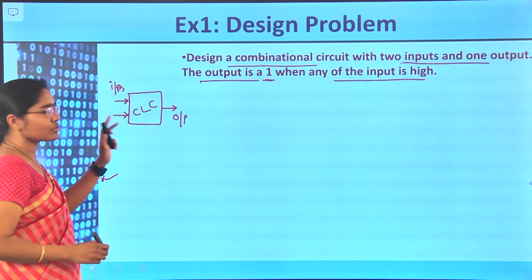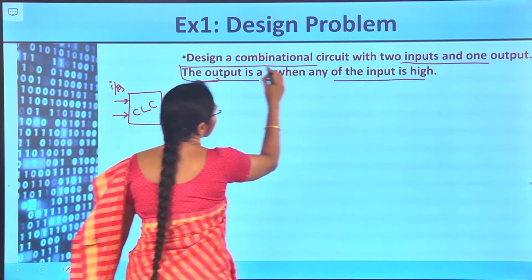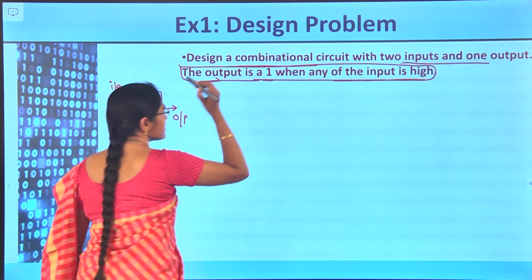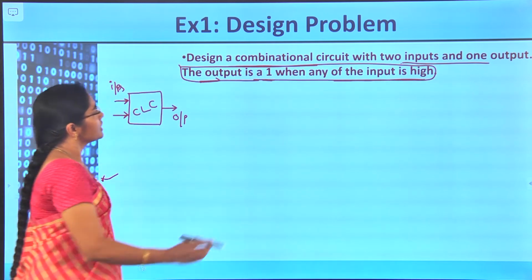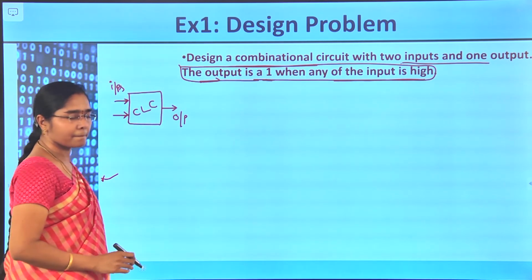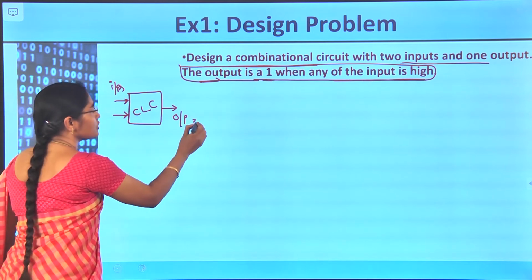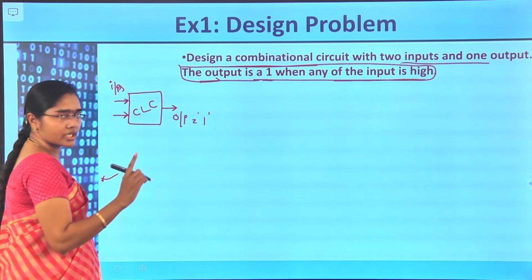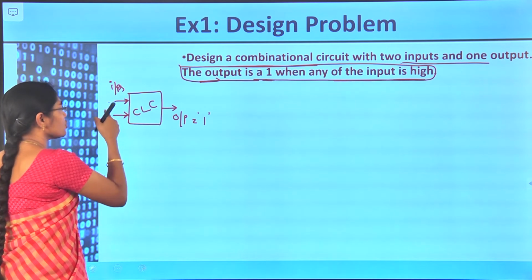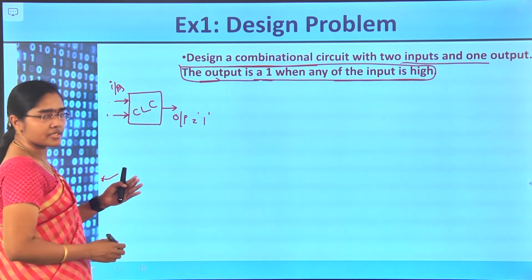What is the function of this combinational logic circuit? That function is described by the second sentence of the problem, that is the output is a 1 when any one of the inputs is high. Here we have only two inputs, and the output is going to become high or 1 when any one of these two inputs is 1. So, that will be represented as a truth table.